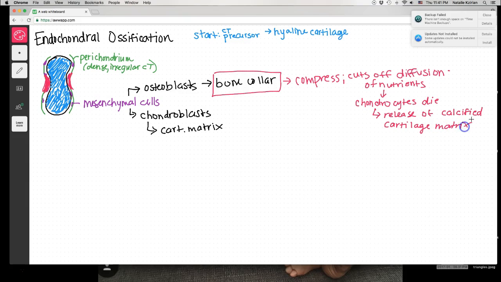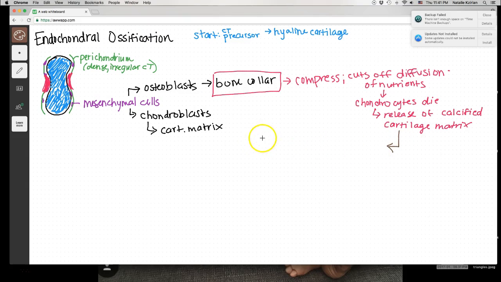Meaning they have some calcium crystals within them. And while this is all happening, we get some signal in the body, go with brown, for help.